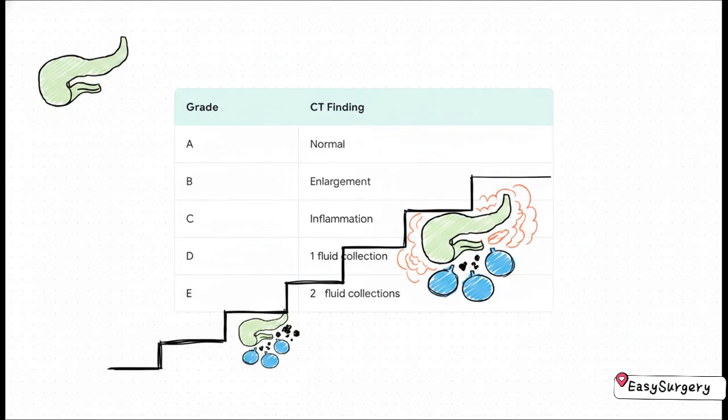Grade B shows pancreatic enlargement. Grade C introduces some inflammation and peripancreatic inflammatory changes. Grade D gets a bit more serious with one peripancreatic fluid collection. And then we hit the bottom, grade E. This is marked by 2 or more fluid collections, or the really ominous presence of gas in or adjacent to the pancreas. Take a quick mental snapshot of this, because it's the first half of our diagnostic puzzle.